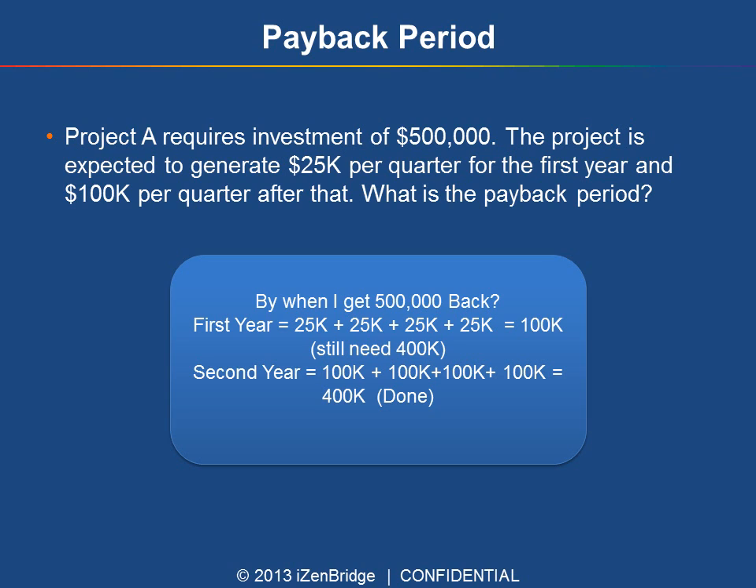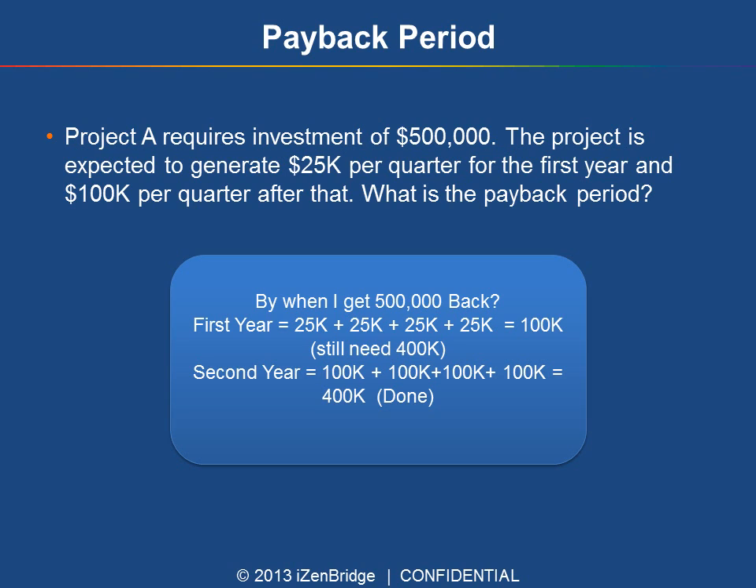So in order to calculate a payback period, you may also need to calculate how the money is flowing back. You may find a question where it says that project A requires an investment of 500,000 and is expected to generate 25,000 per quarter for the first year and 100,000 per quarter after that. So we need to calculate how many quarters it will take before I get 500,000 back.